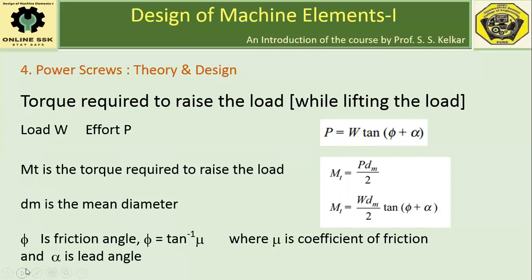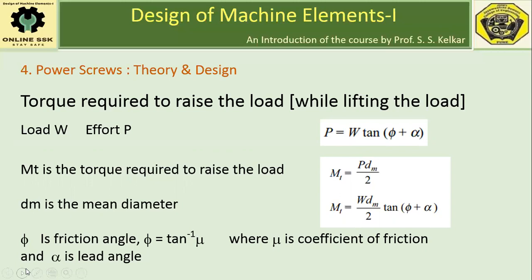W is the load, phi is the friction angle. You can see at the bottom, phi is friction angle and it is given by tan inverse of mu, where mu is coefficient of friction. And alpha is the lead angle. We have seen that lead angle alpha, or lead angle denoted by lambda, is equal to tan inverse of L, the lead, divided by pi times dm, where dm is the mean diameter. So effort P is given by load W multiplied by tan of phi plus alpha.